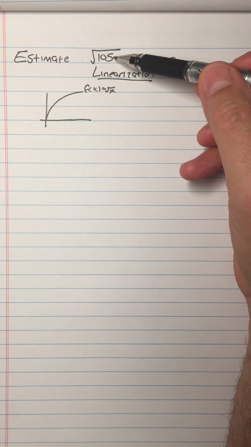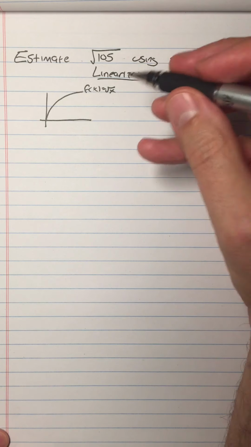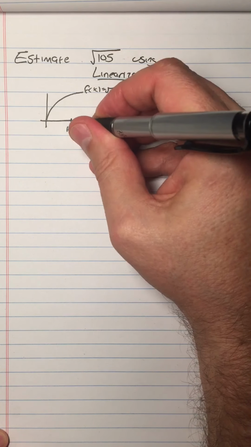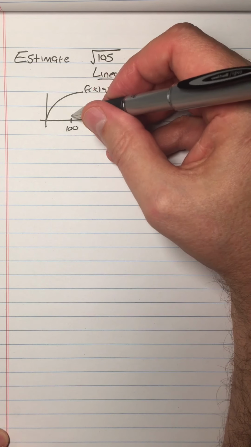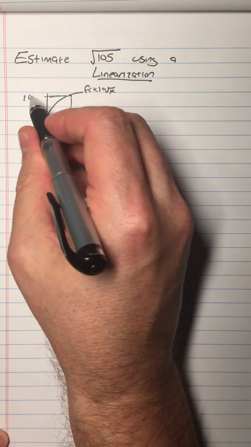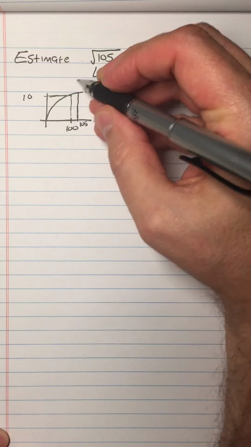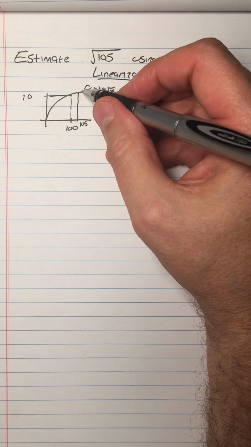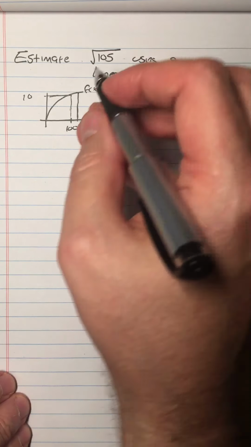All right, so the idea of using a nearby known value is crucial to this linearization process. So I'm going to look at x equals 100 because that's near 105 and I know what that value is. Essentially, I know the square root of 100 is 10. If I want to know the square root of 105, this also points out that f of x is an increasing function, so I know that the square root of 105 is going to be more than 10.